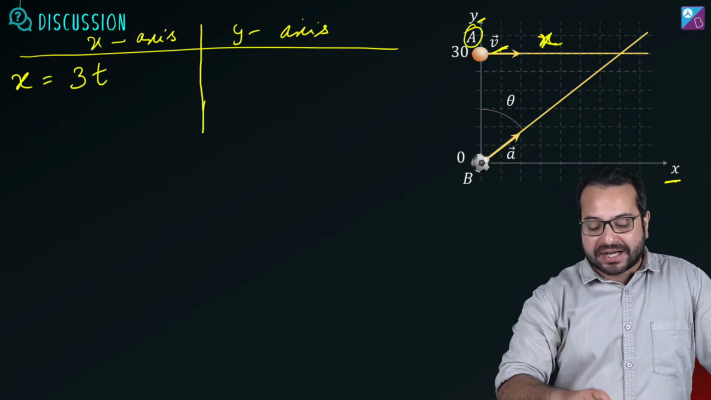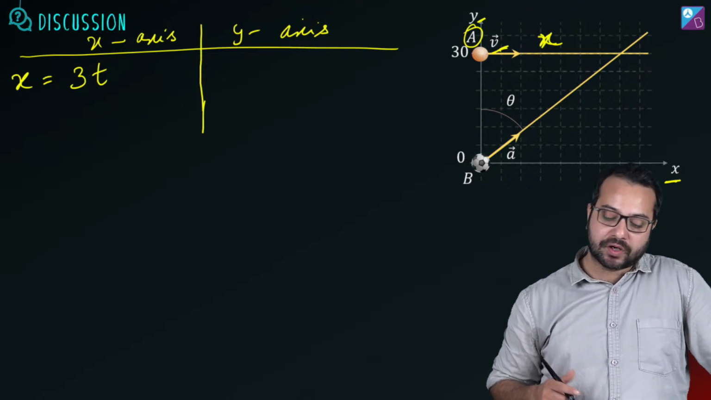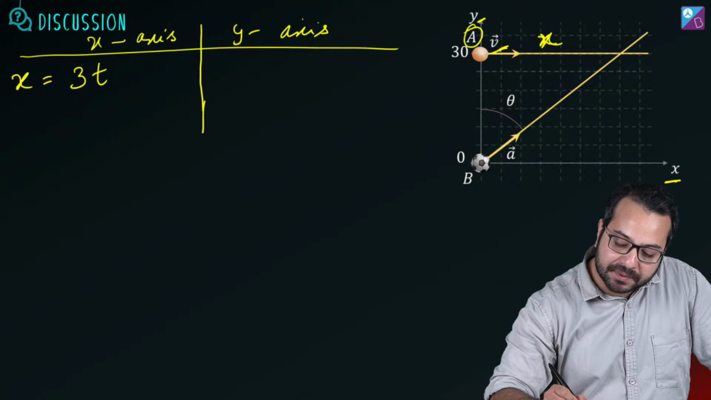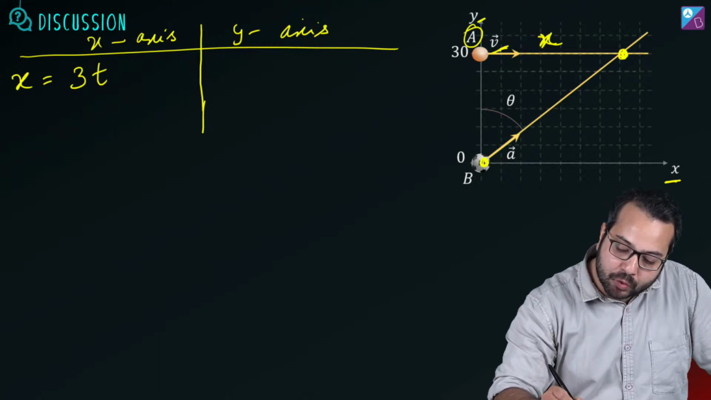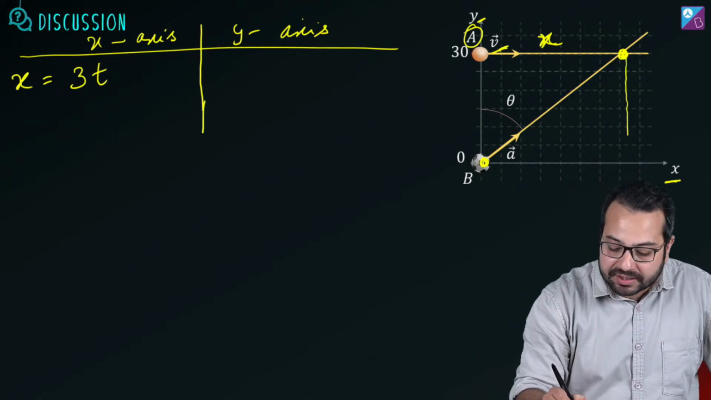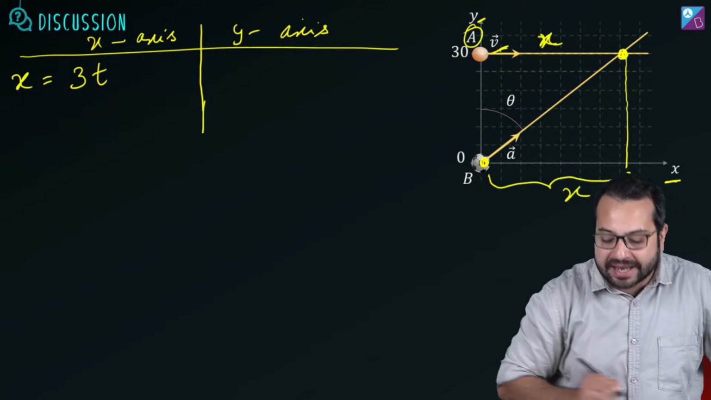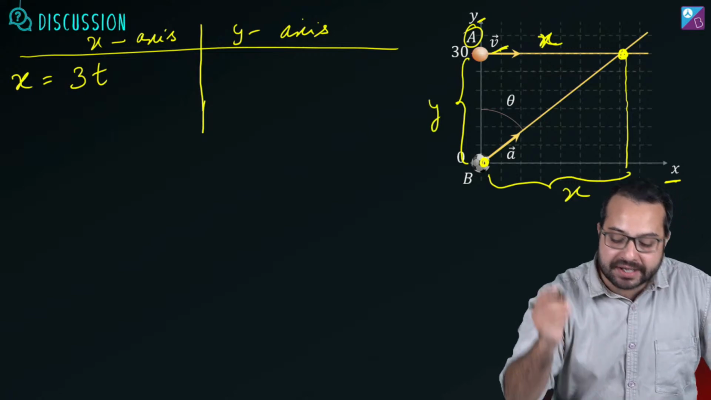Okay. Now it does not have any initial velocity, so we don't need to worry about that. What is the displacement of the ball? The displacement of the ball is this. The ball has gone from here to here. So what is the x displacement? Let's drop a perpendicular over here. So this is going to be its x displacement and this is going to be its y displacement.